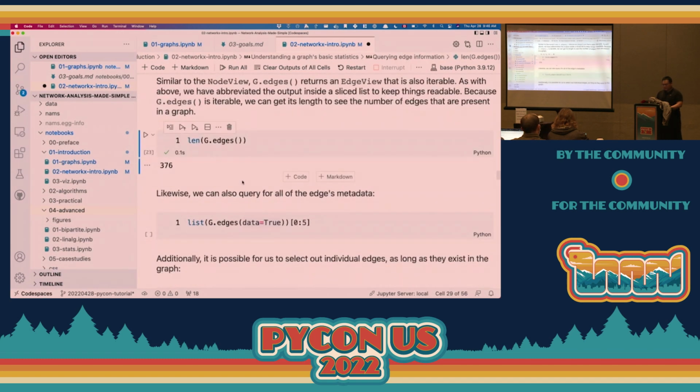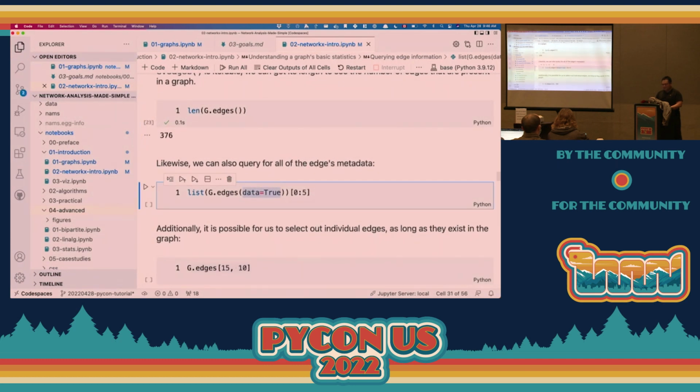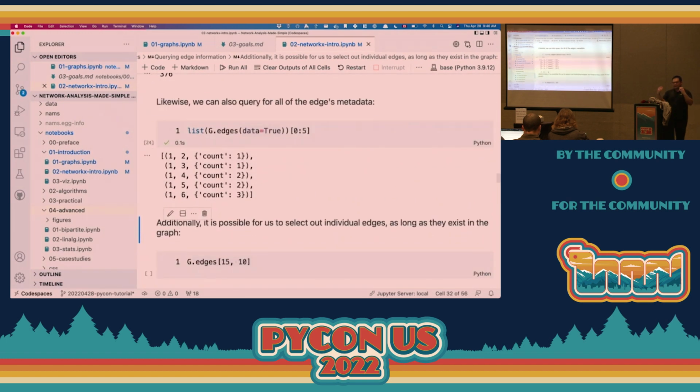At the same time, you can do len of g.edges to get the number of edges that are present, and just as with g.nodes, you can pass data equals true and get back the metadata that's associated. So likewise over here, you can also get back the metadata that's associated with every single edge.